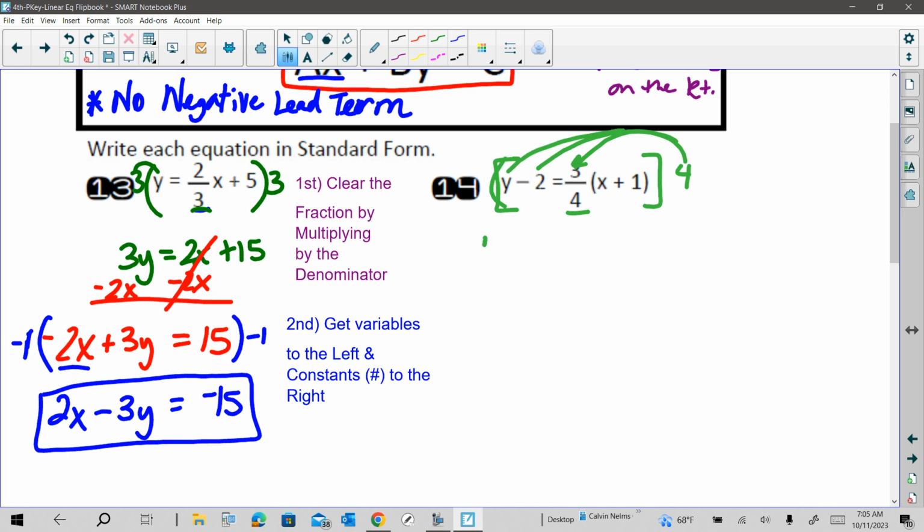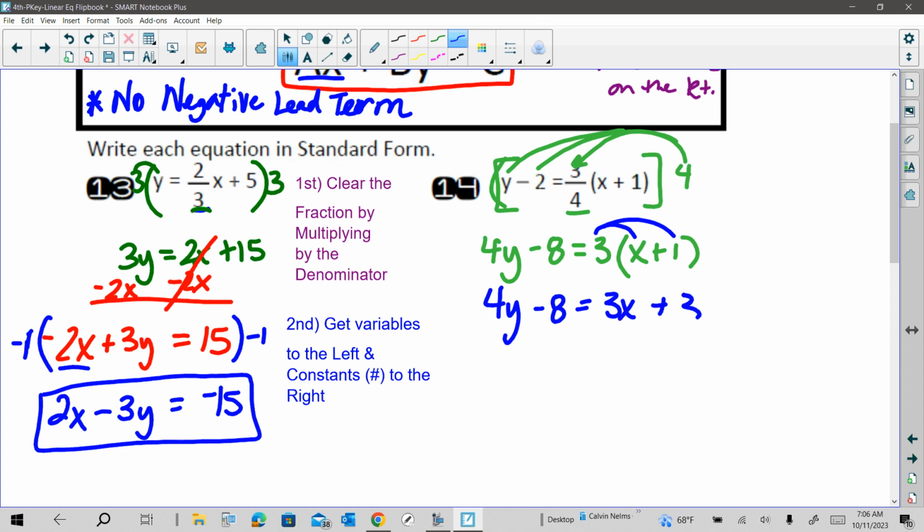So this becomes 4y minus 8 equals, we're going to now get rid of the 3/4 and just be left with the numerator, which is 3 parentheses x plus 1. All right, so now to get our variables on the left and constants on the right, we're going to need to distribute to get rid of these parentheses. So this becomes 4y minus 8 equals 3x plus 3.